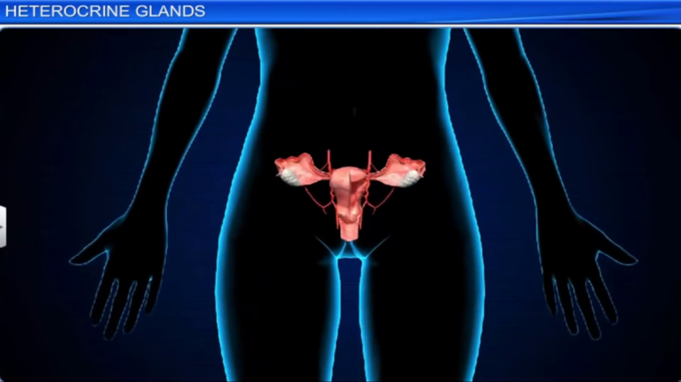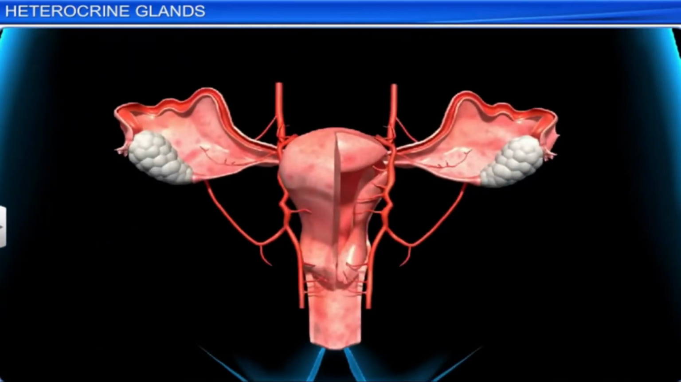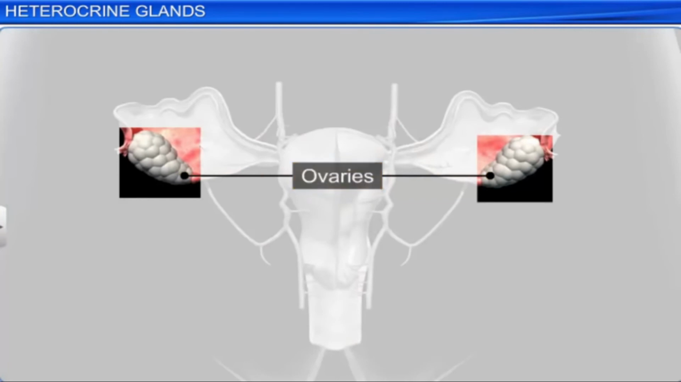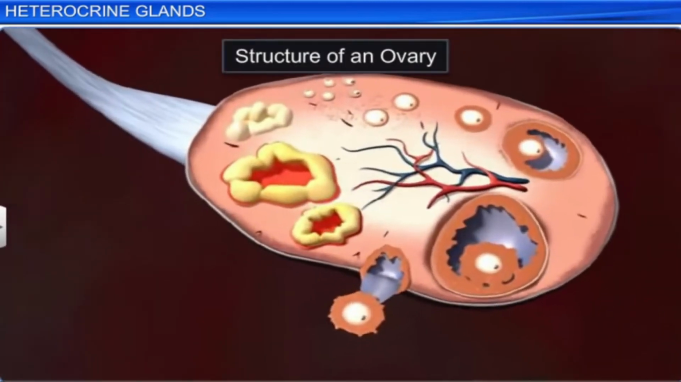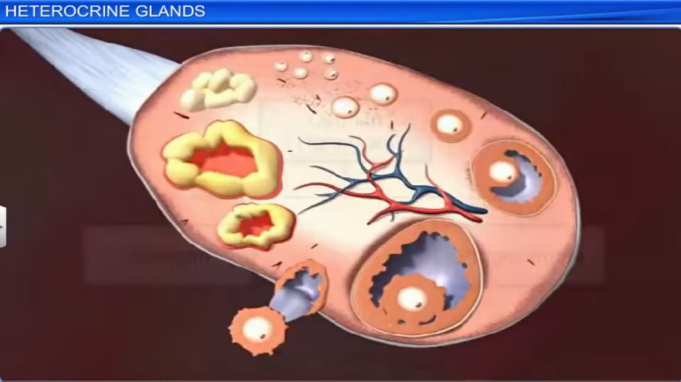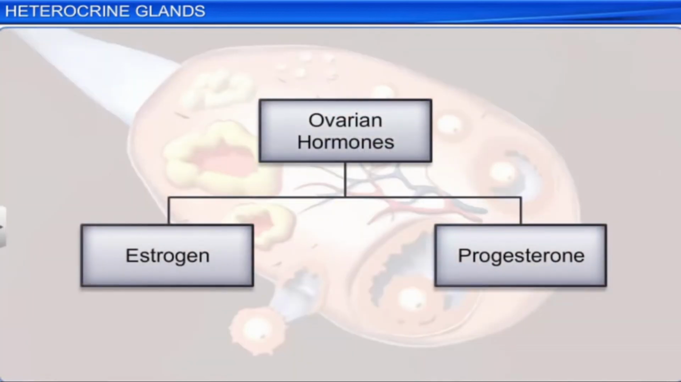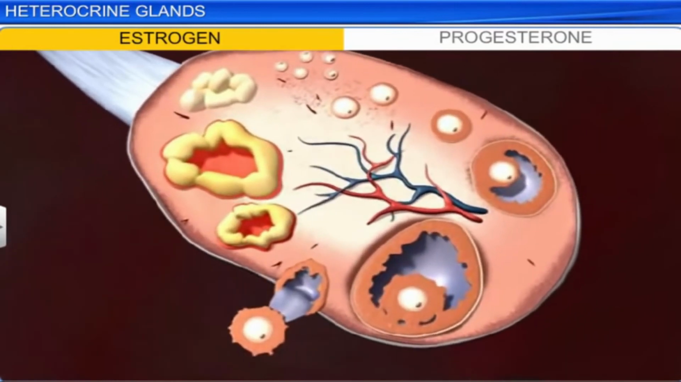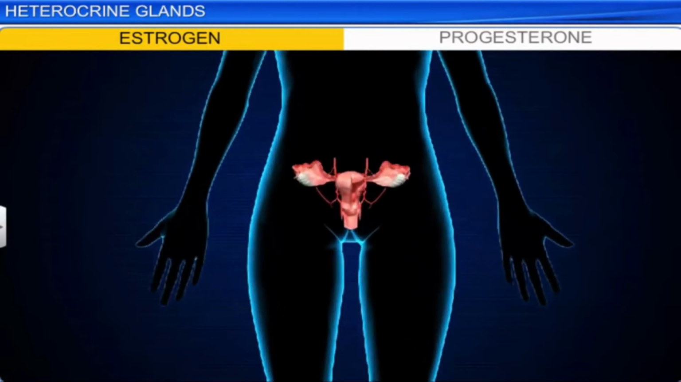Like males, females also have a pair of gonads called ovaries that serve as both primary sex organs and endocrine glands. The ovaries are located in the abdomen. Each ovary is composed of ovarian follicles and stromal tissues. Each ovary secretes two types of steroid hormones, estrogen and progesterone. Estrogen is produced and secreted by growing ovarian follicles and has several important functions.